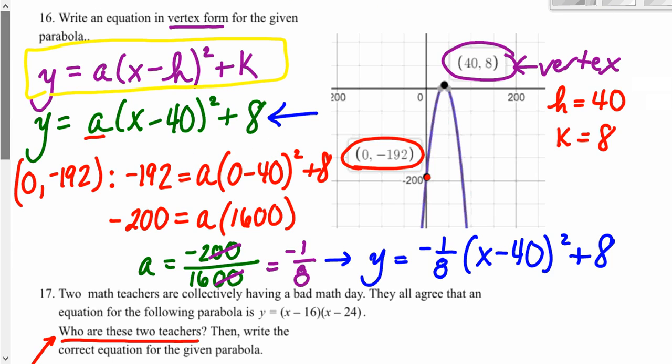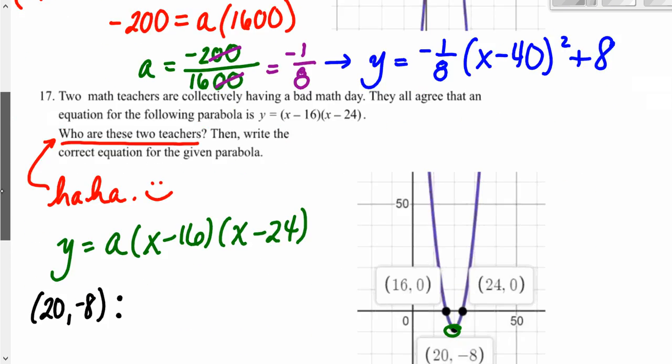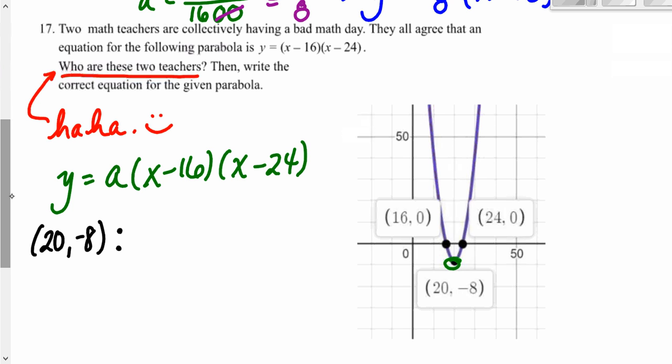In number 17, you're asked to do some error analysis. So the math teachers in the question got some things right. The x minus 16 means that there's an intercept on the x-axis at 16. And the x minus 24 means that there's an x-intercept at 24. What they forgot to take into account is that there might be some kind of a stretch. So we need to find this a in our intercept form.